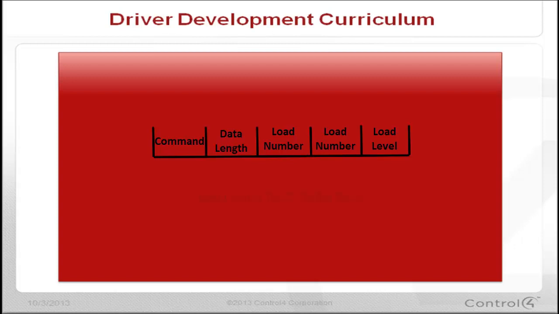Our hexadecimal command looks like this. The load command is 01. The 03 is the data length of 3 bytes, which is comprised of the load number and the load level. The 014B is the hexadecimal value for 331. This is the number assigned to our device. Finally, 50 is the hexadecimal value for 80, which is the level of our dimmer.